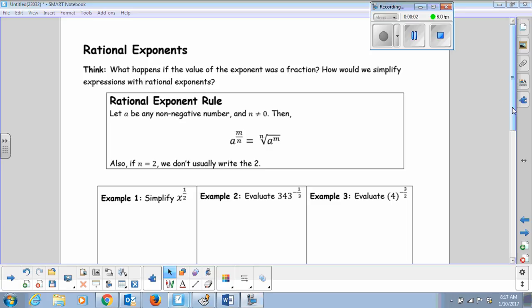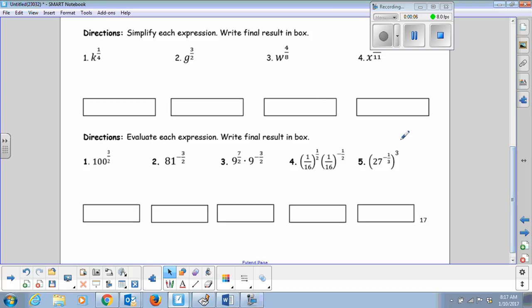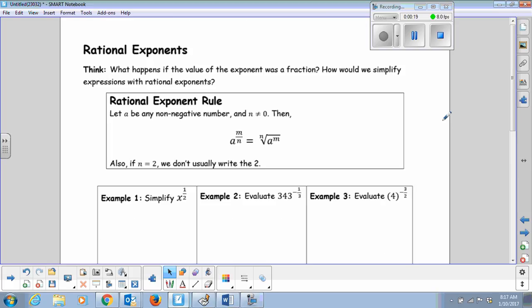All right, for the last stuff in your packet, we're going to be looking at rational exponents. If you look at this page, notice that all of the exponents have a fraction. That's basically what rational exponents are: your exponent is a fraction. And to simplify it, we're going to be using this symbol.